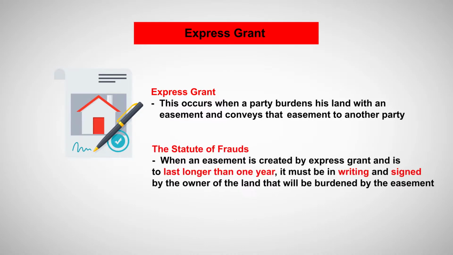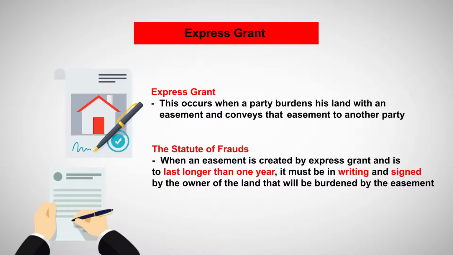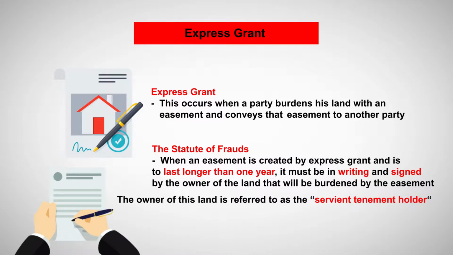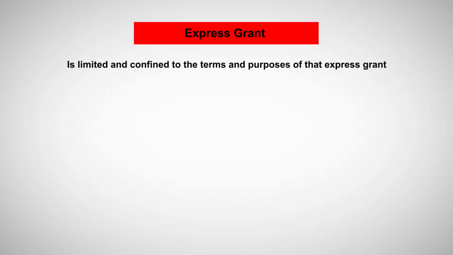Under the statute of frauds, when an easement is created by express grant and is to last longer than 1 year, it must be in writing and signed by the owner of the land that will be burdened by the easement. The owner of this land is referred to as the servient tenement holder. The scope of an easement over the property of another by an express grant is limited and confined to the terms and purposes of that express grant.